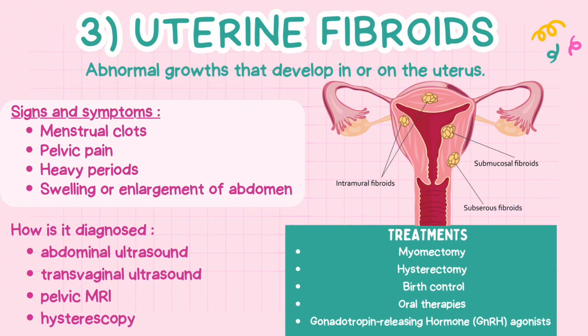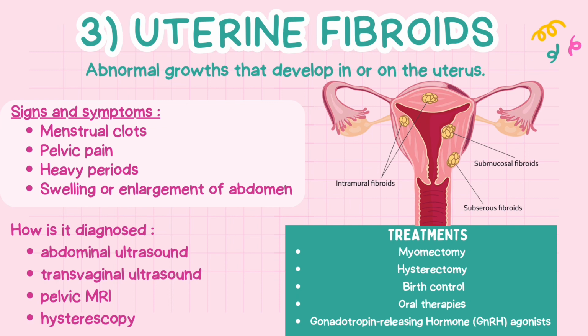There are three major types of uterine fibroids, where the first one is intramural fibroids. Intramural fibroids grow within the muscular uterine wall. The second one is submucosal fibroids, which bulge into the uterine cavity. And the third one is subserous fibroids, which project to the outside of the uterus.